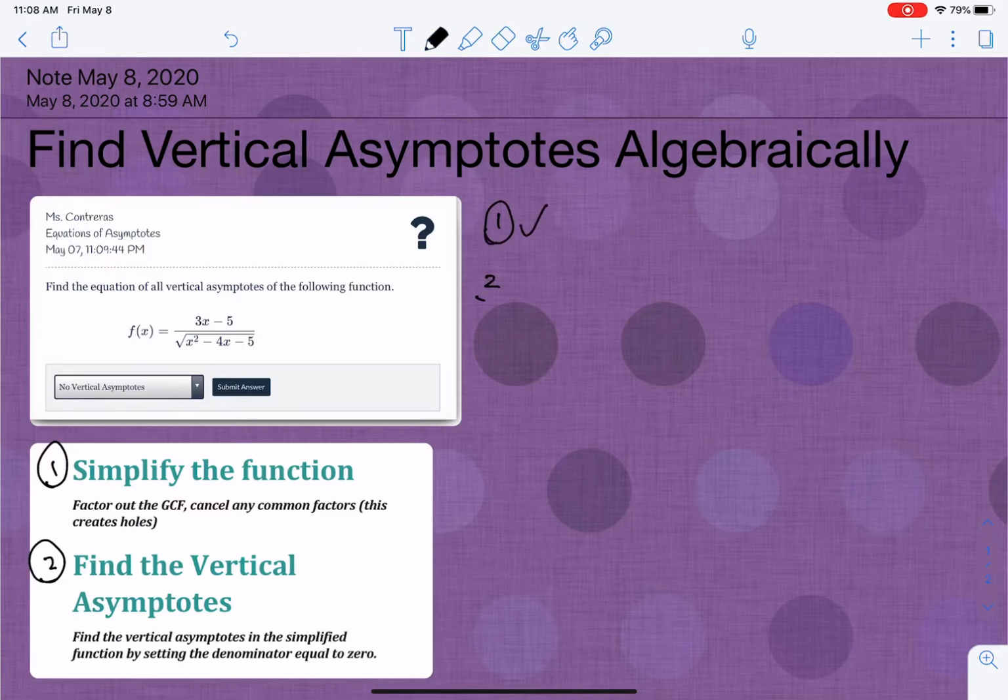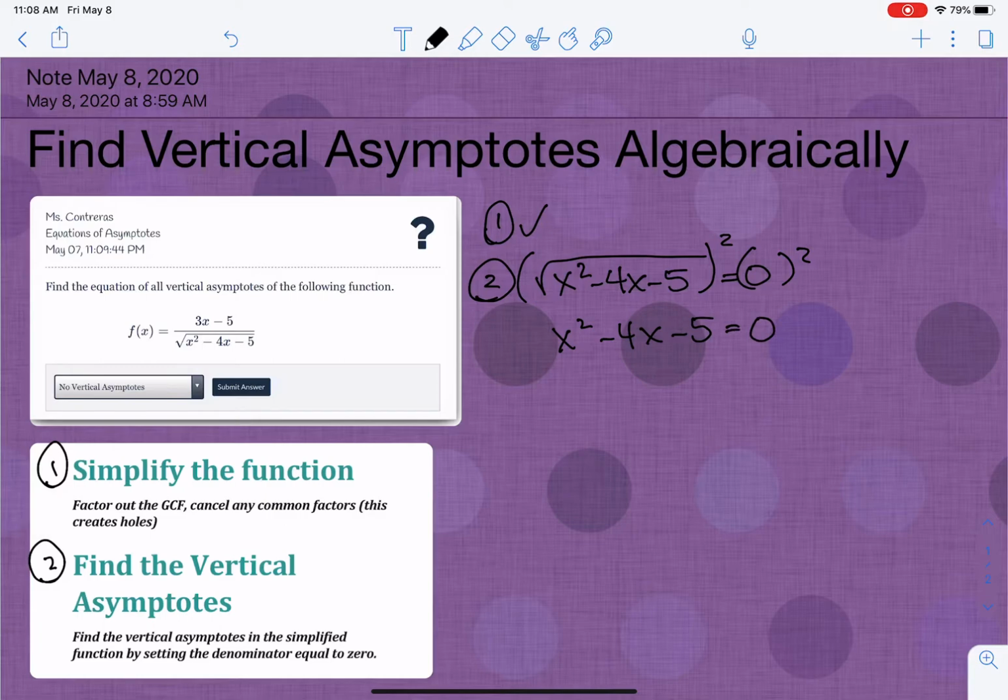Okay, check. 2. Now we have to find the vertical asymptotes in the simplified function by setting the denominator equal to 0. Okay, so here this is our denominator, and we're going to set it equal to 0. Get rid of the square root by squaring both sides, or you could just think, oh, square root of 0 equals 0, so anything inside can just be set equal to 0. Either way, however you feel comfortable. Okay, now we have a quadratic.